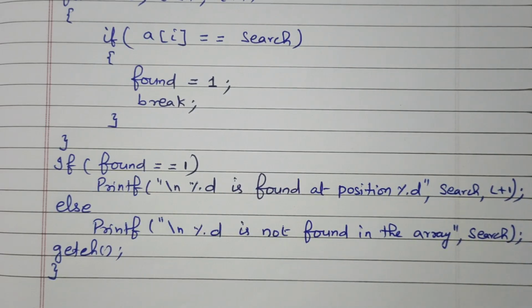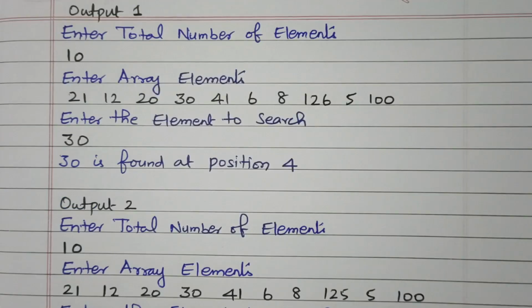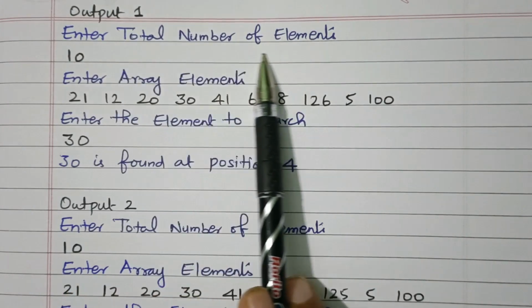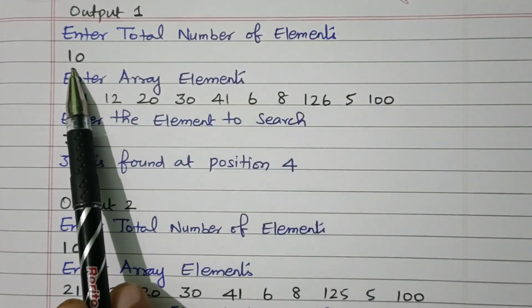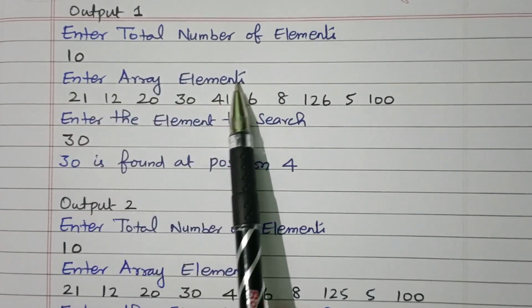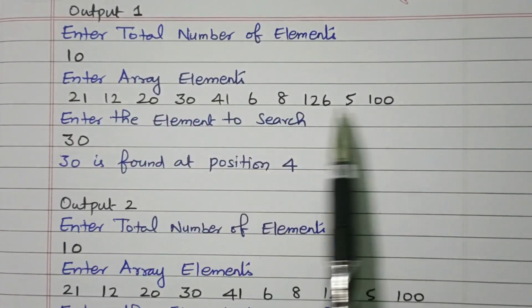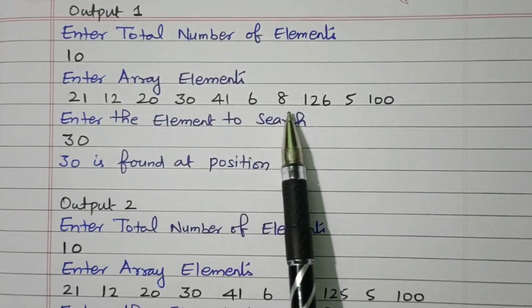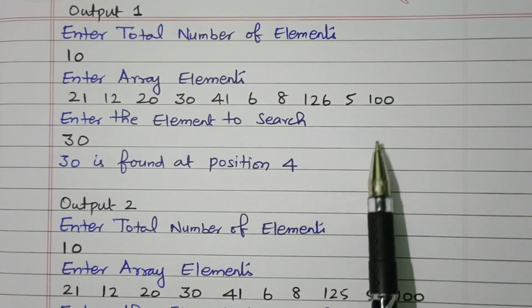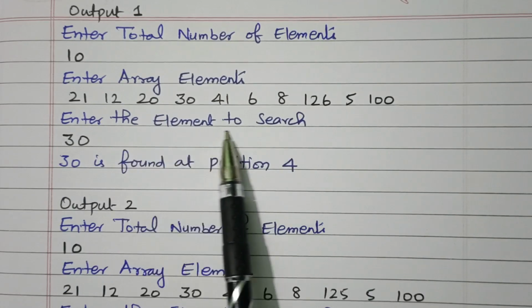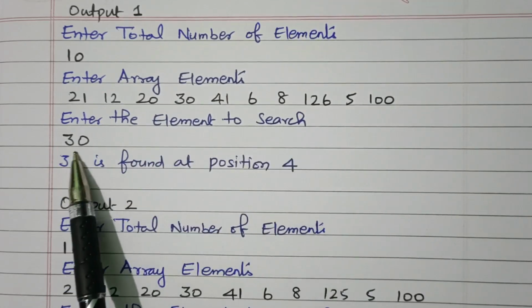Now we'll see the output. We'll see two sample outputs of this program. See the first output, output 1. Enter total number of elements, entered as 10. So the total number of elements is 10. Then we ask the user to enter the array elements. These 10 elements are entered one by one: 21, 12, 20, 30, 41, 6, 8, 126, 5 and 100. Now we ask the user to enter the element to search, entered as 30.